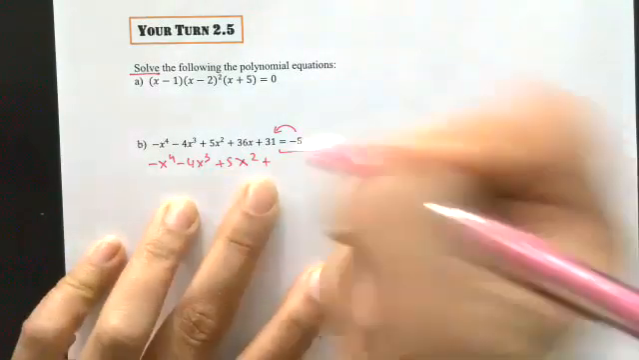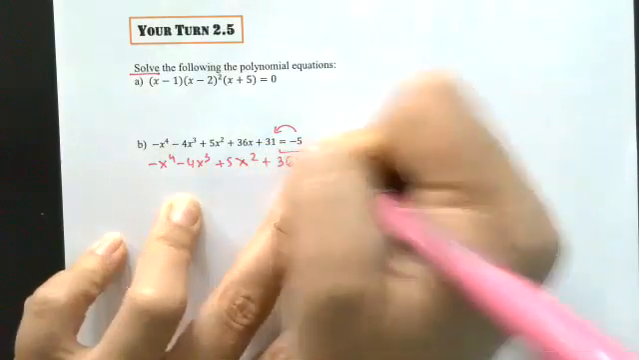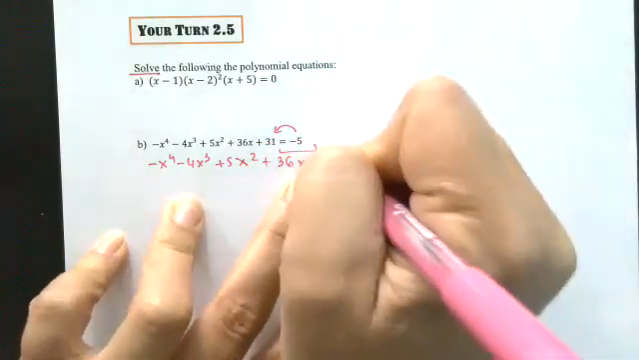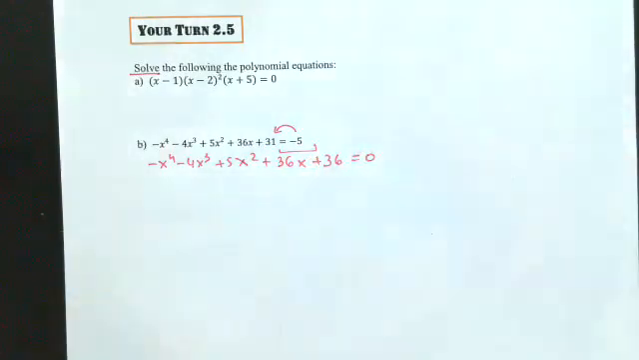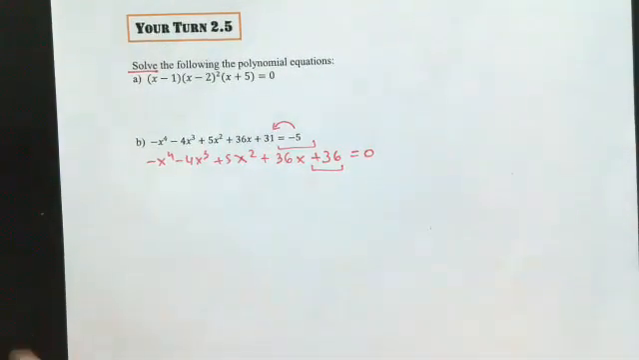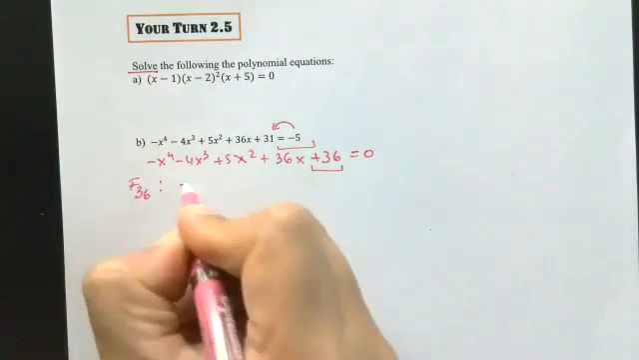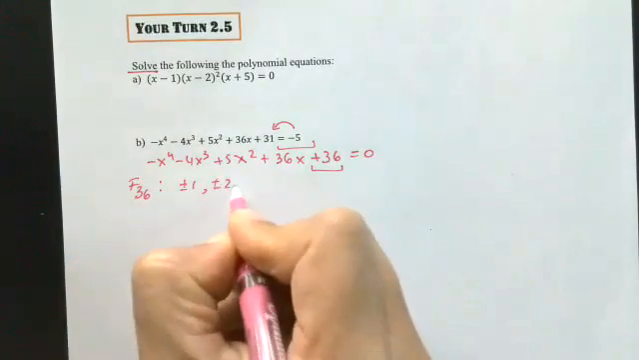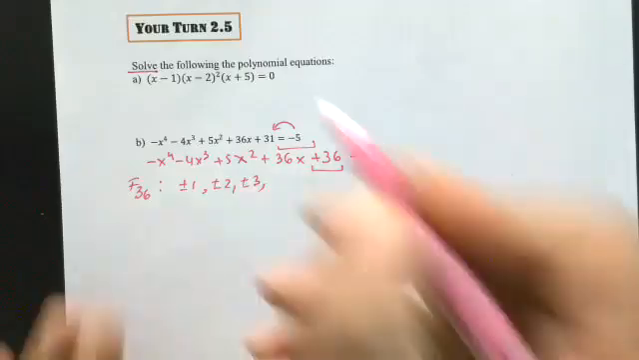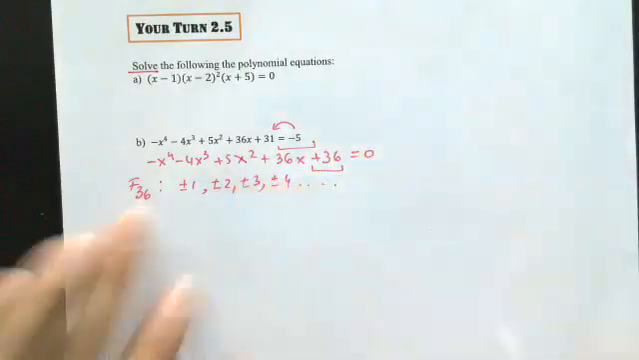So we have negative 5x squared plus 36x plus 31, plus 5, so plus 36. Okay, and then we start the same way. We need the factors to check. So first we do factors of 36. Plus minus 1, plus minus 2, plus minus 3, plus minus 4, and so on.